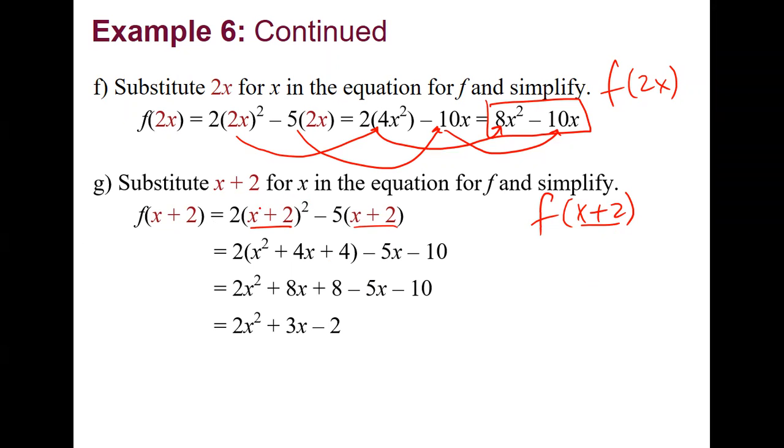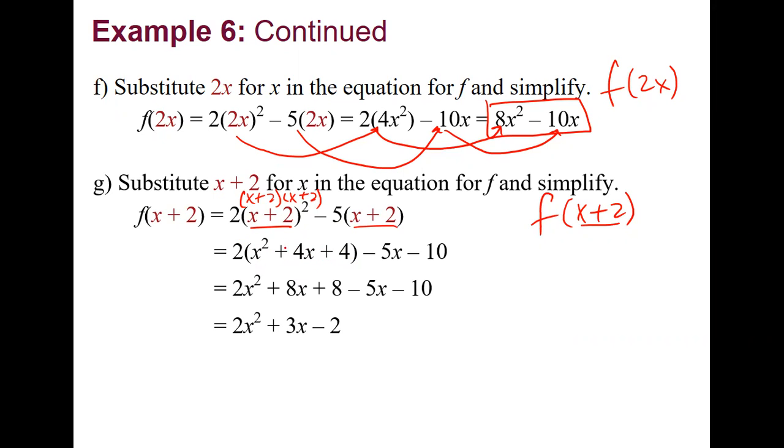This means that you have a binomial, right? So this is actually x plus 2 times x plus 2. So you have the complete FOIL, not distribute the power, okay? That's a big mistake that I've seen people make. So you distribute the power, combine like terms, and you come down to this.